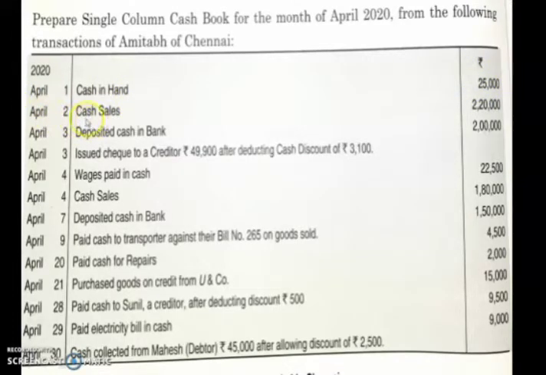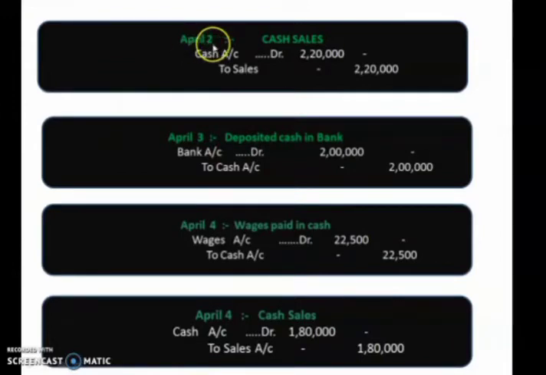What is the transaction? Cash sales. So you sold some goods. See, what is the journal entry in this case? April 2, cash sales. The journal entry goes this way: cash account debited 2,20,000, given in the question, to sales account 2,20,000. So for cash sales, this is the journal entry. Cash account debited 2,20,000 to sales account.